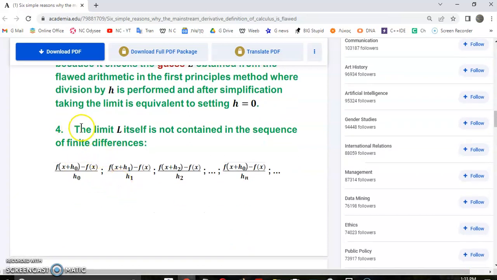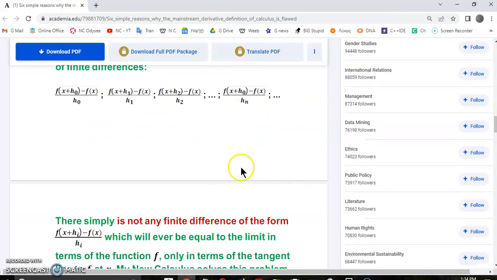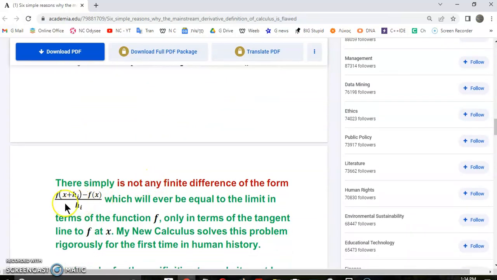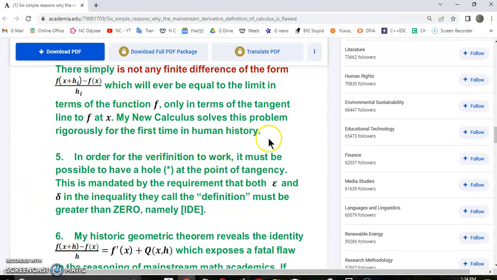Now some might retort that it's just a convergent sequence like you see here. For example, the limit L itself is not contained in the sequence of finite differences, and nor can it ever be contained, by the way, because there is no finite difference of this form. In other words, with any h_i, no matter how close to x, which will ever be equal to the limit in terms of the function f, only in terms of the tangent line to f at x.